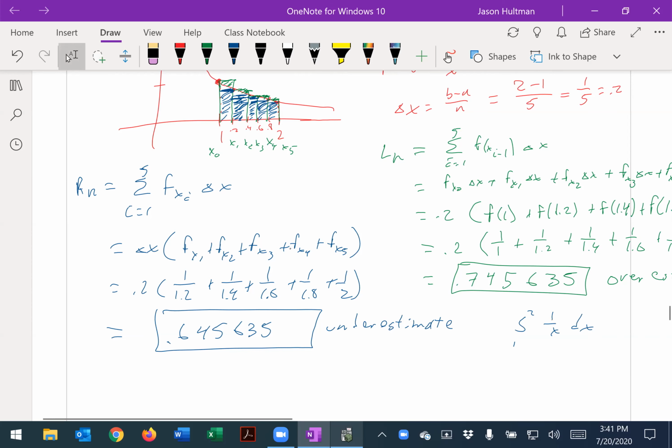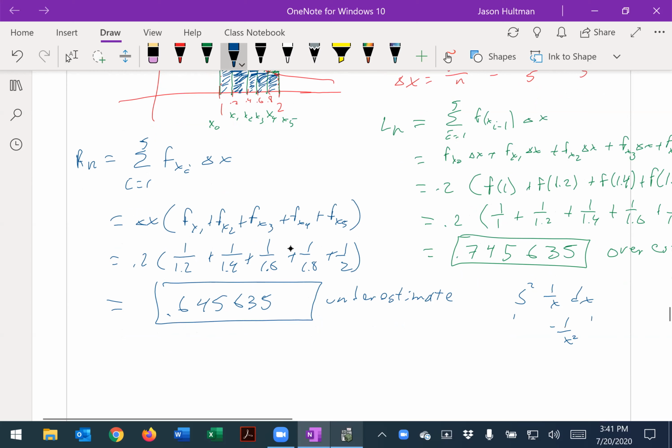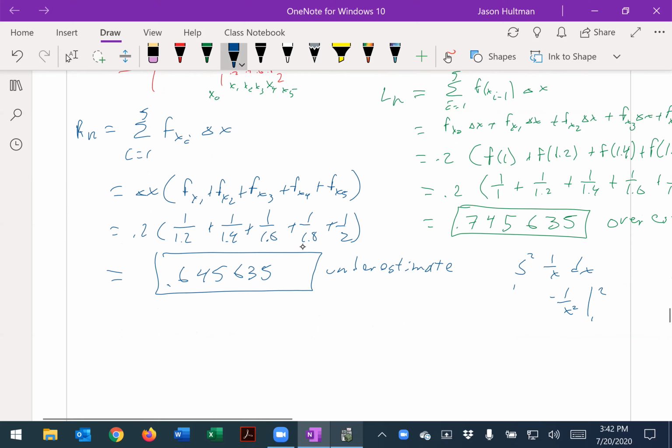Well, what would be the integral of this thing? This would be negative 1 over x squared from 1 to 2, right? So we could just plug this in. No, that's not right. I don't know what I'm doing. I'm differentiating. This is natural log. That's natural log of x, right? And so what is the natural log of x from 1 to 2?